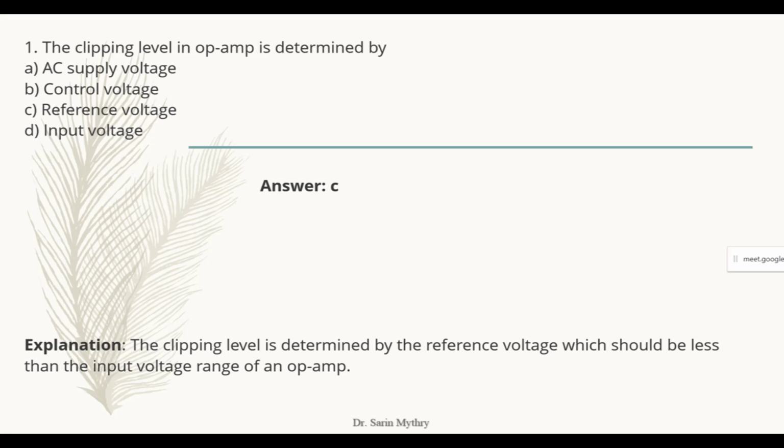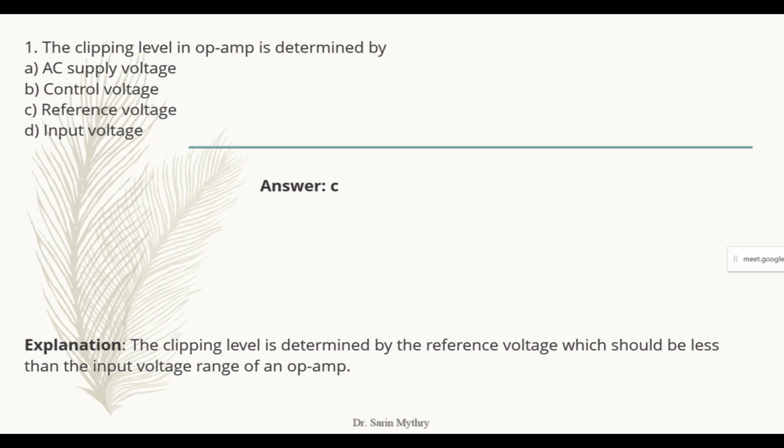Here the first one tells about the clipping level in an op-amp. The clipping level in an op-amp is determined by: the options given to us are AC supply voltage, control voltage, reference voltage, and input voltage.